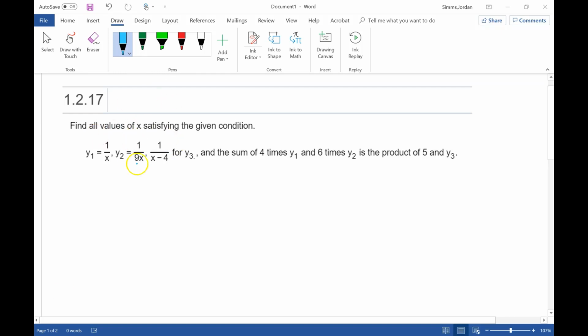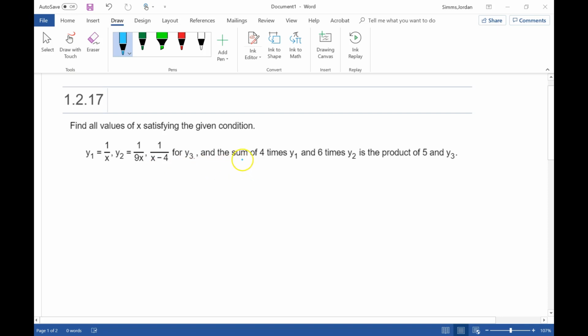So here we're asked to find the values of x satisfying this condition, and we've got to do a little bit of modeling first, right? So y1, and it's kind of confusing how they wrote this. Look, y1 is 1 over x, y2 is 1 over 9x, and then y3 is 1 over x minus 4. I don't know why they didn't follow the same kind of structure they had here, but anyway.